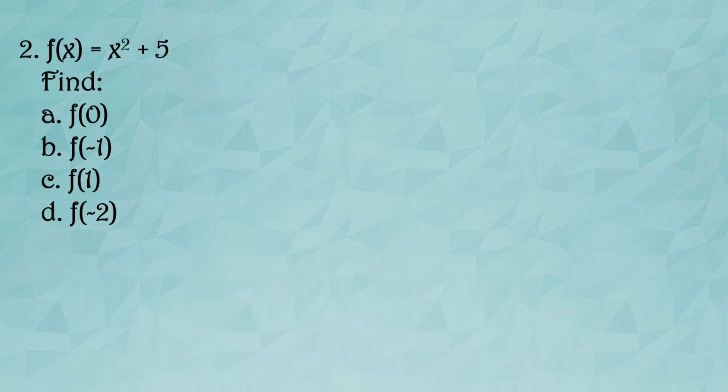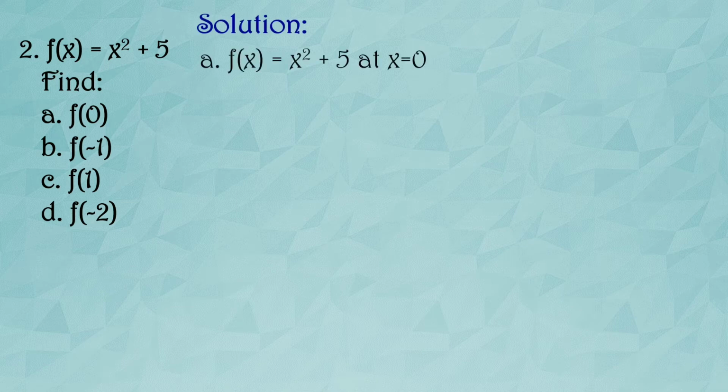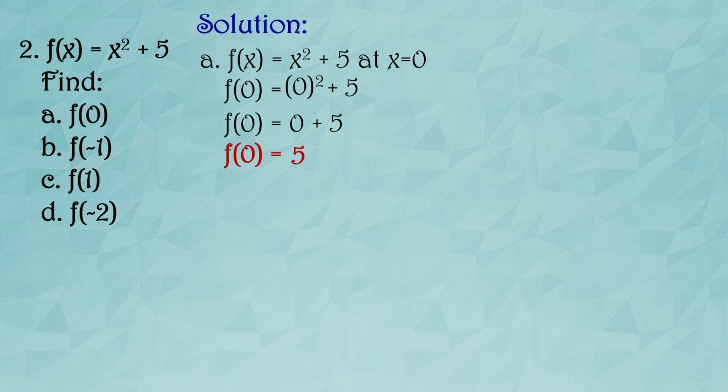So, let's have number 2. f of x equals x squared plus 5. Let's find the function at 0, at negative 1, at 1, and at negative 2. Solution. f of x equals x squared plus 5 at x equals 0. In our x squared, we replace x with 0. So, it becomes 0 squared, and f of 0 equals 0 plus 5, because 0 squared is equal to 0. So, 0 plus 5 equals 5. So, f at 0 is equal to 5.